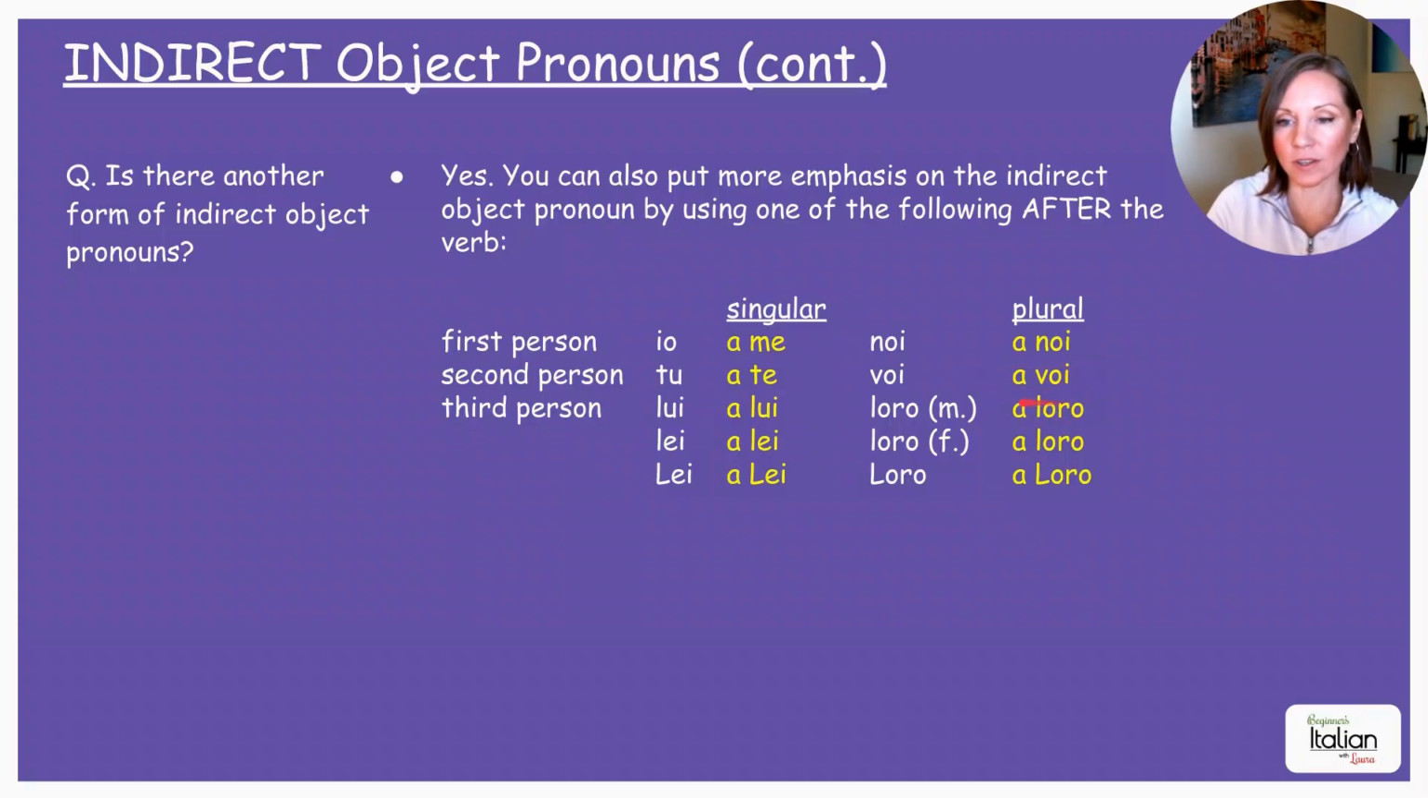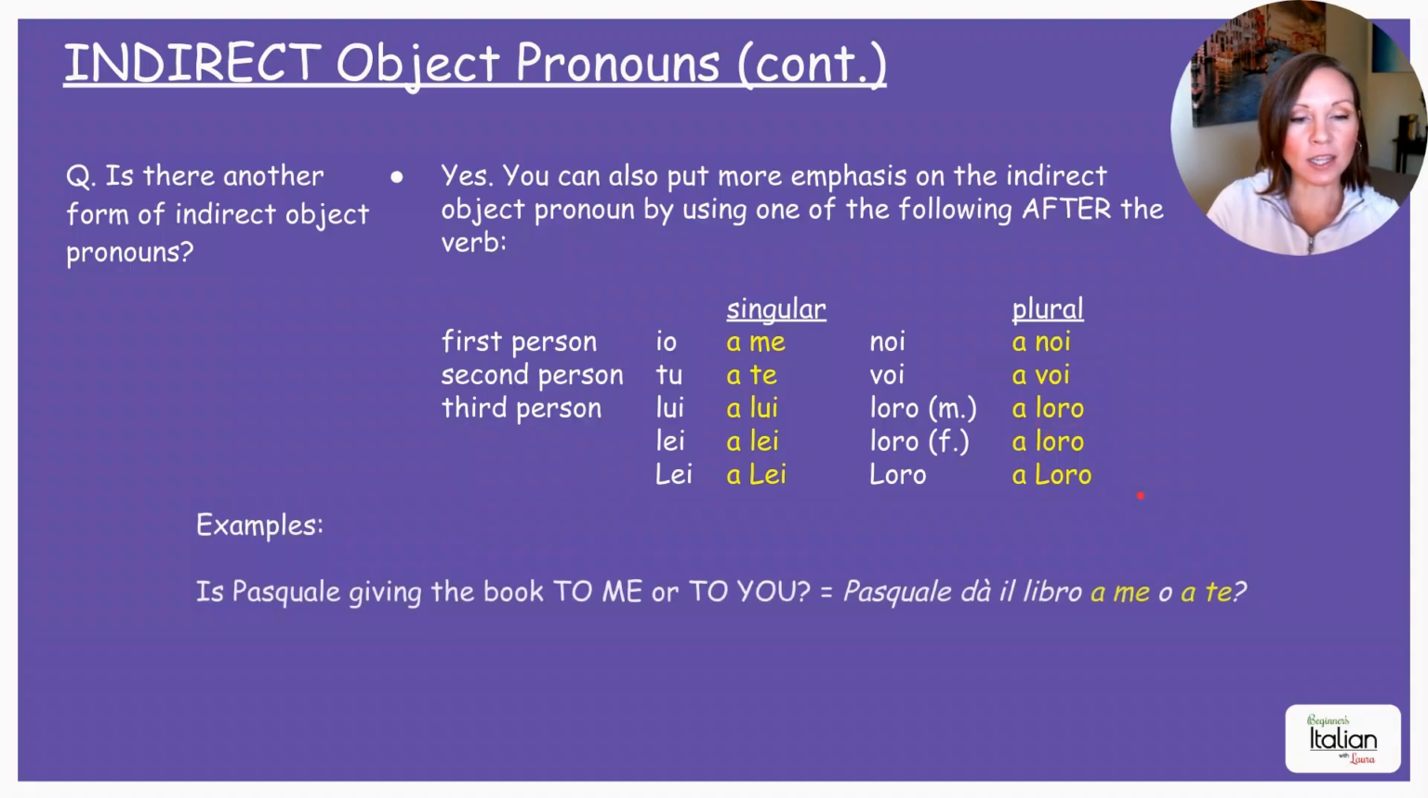For example, is Pasquale giving the book to me or to you? So the emphasis is on to me or to you, not on the book. So Pasquale dà il libro a me o a te? So you see how there's more emphasis put on the indirect object pronouns here by using a me or a te.